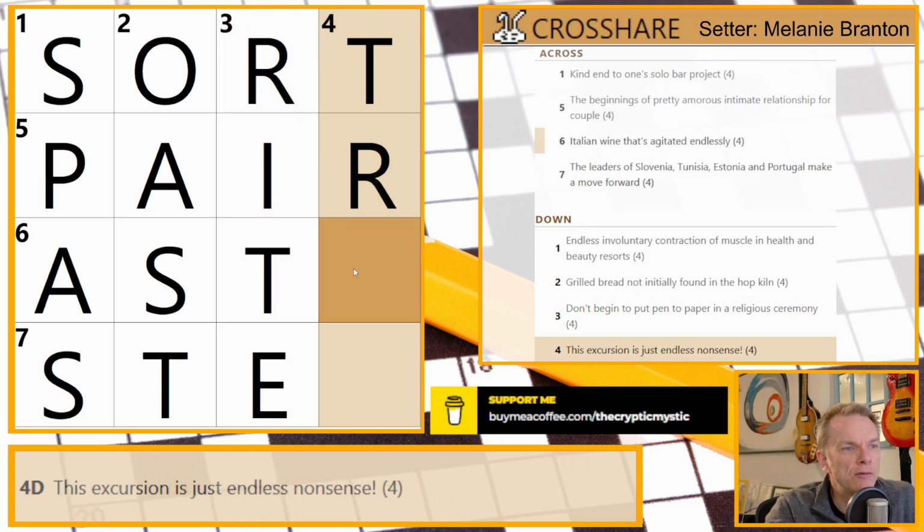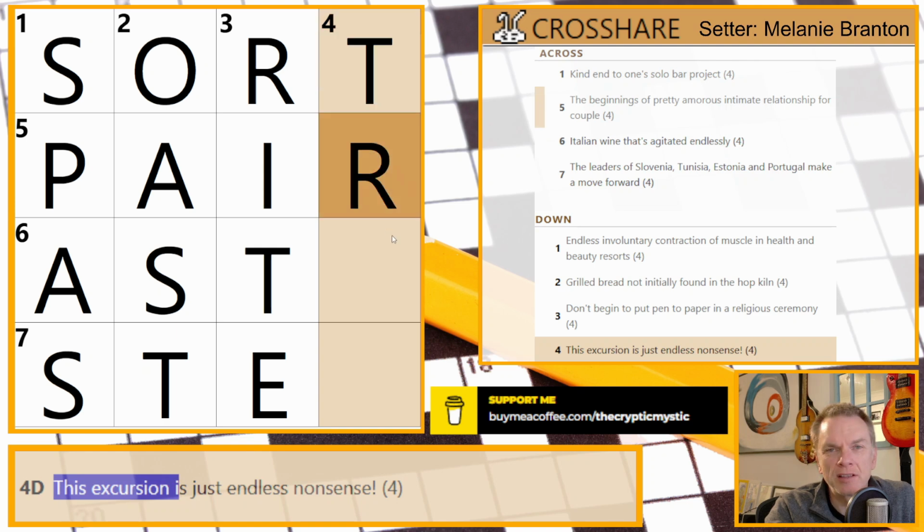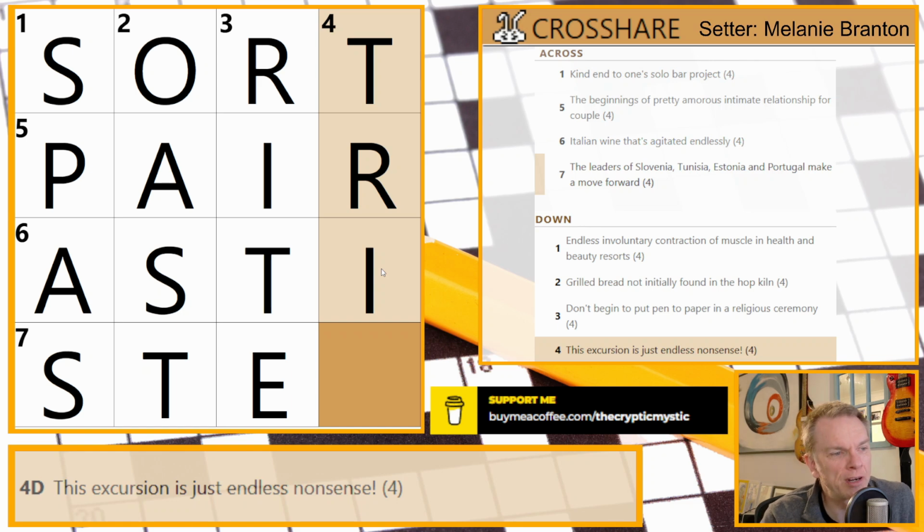Last one, 4 down. This excursion is just endless nonsense. So where's the definition there? Where's the wordplay? Again, wordplay, endless. See that? So we're looking for a word for nonsense, and we're going to take off the last letter, and it's going to mean excursion. So tripe is a good word for nonsense, isn't it? If we take off the last letter, we end up with trip. I won't put it in yet, just so we can look at the last couple of clues. But this is a P.